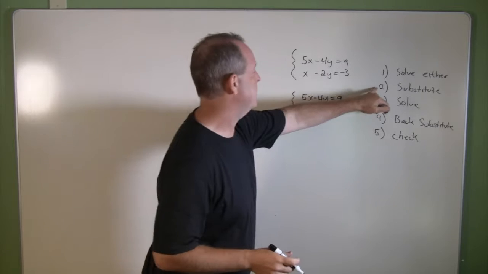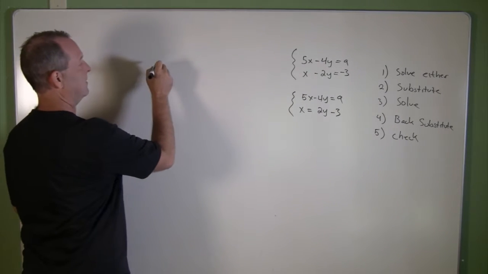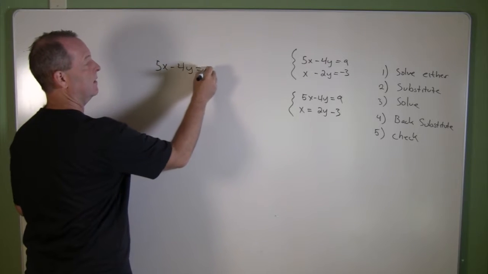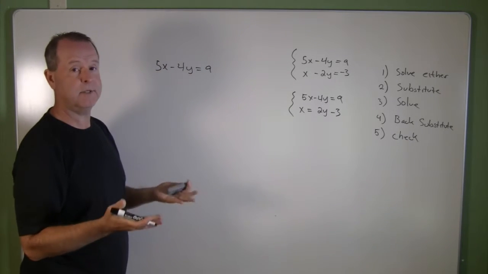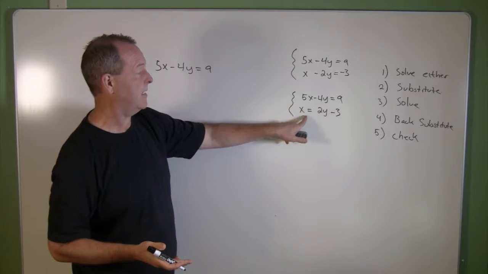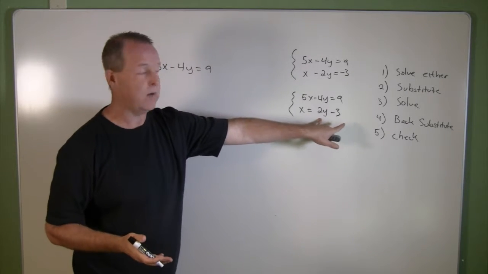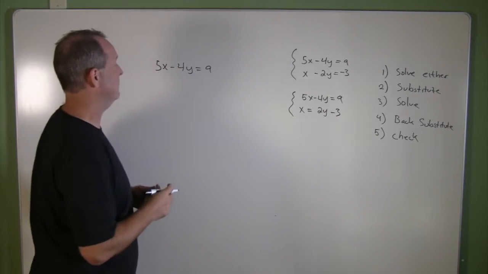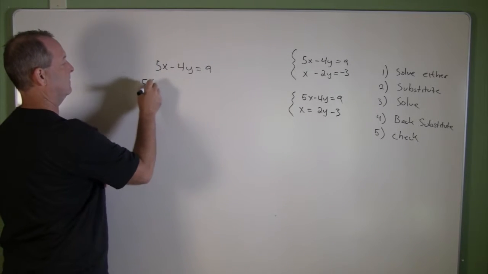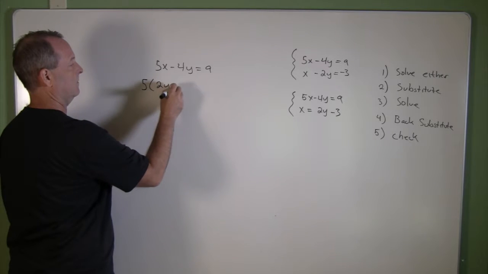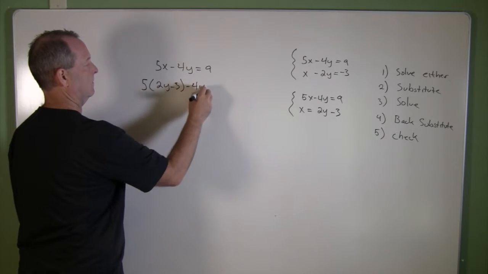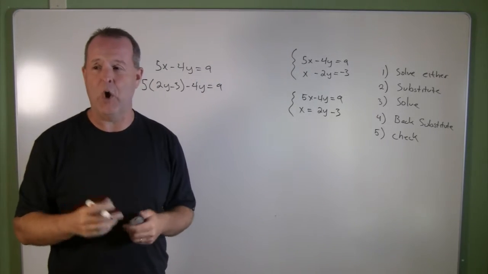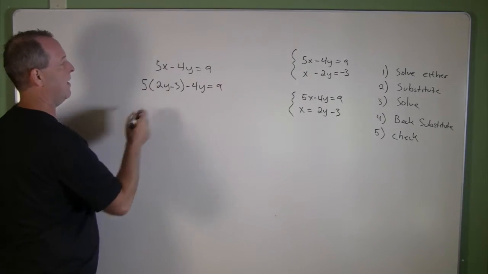So the second part is substitute. I'll take 5x minus 4y equals 9. I'm going to substitute my value of x, x equals 2y minus 3. So anywhere I see an x, I can substitute the entire 2y minus 3 in. And now we can just do what's kind of fun, or I hope it's becoming fun for us. Let's solve that and work that through.